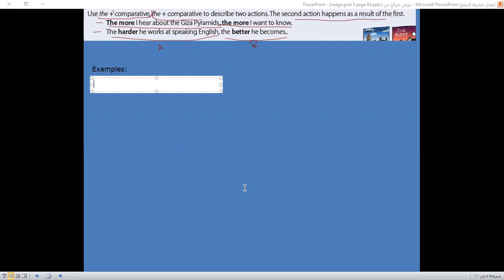Okay, let's have examples. I will start. I would say the more I study, the better. The more I study, this is an action. The result of that is that the better grades I get.